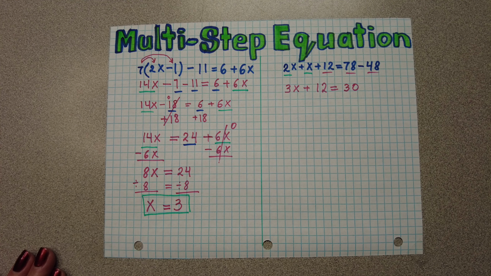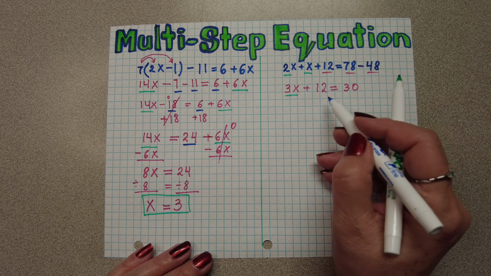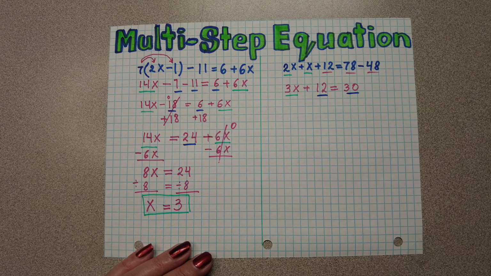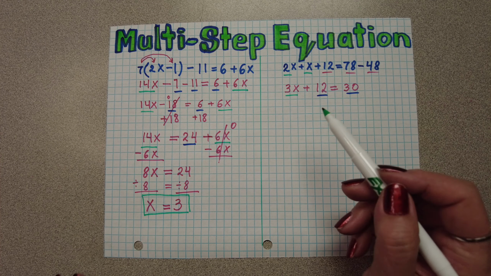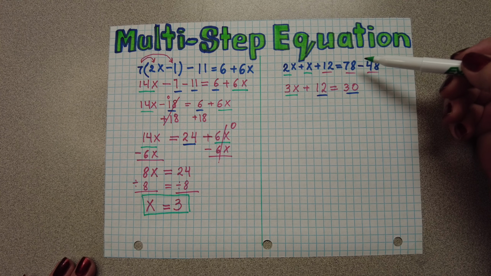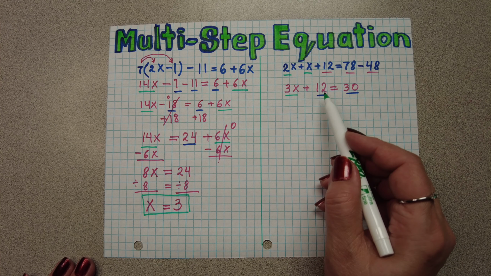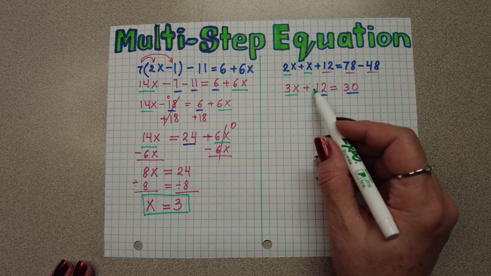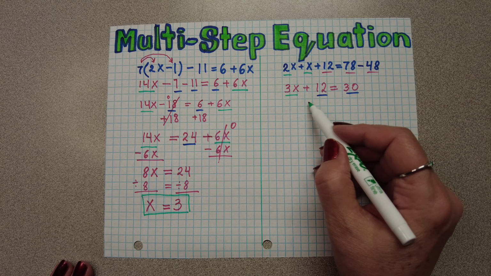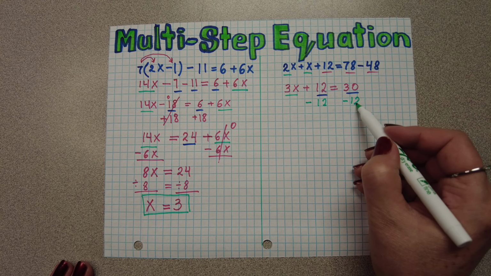Now we have one variable and we have the numbers 12 and 30. This one is a two-step equation already. We made it from multi-step one step less. So we have 3x plus 12 equals 30. Our next step is to get rid of 12 from the left side. So we do the inverse, we do the opposite. Minus 12 on both sides.